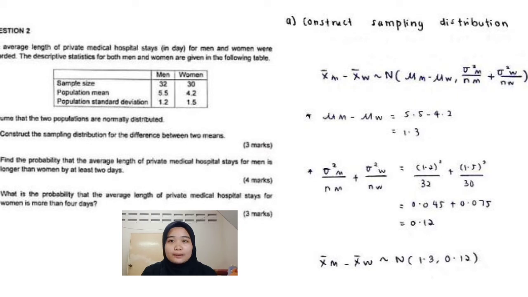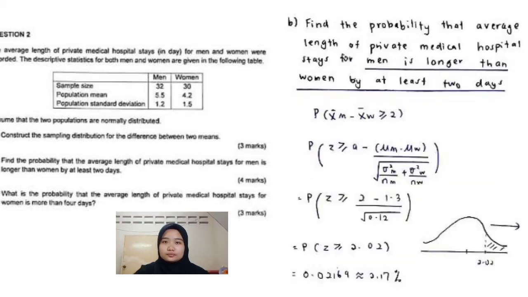The formula for the sampling distribution for two population mean difference is mean for men minus mean for women, and variance of men divided by sample size of men plus variance of women divided by sample size of women. The difference between mean men and women is 1.3. Meanwhile, the sum of variance divided by sample size for both populations is 0.12. So, we write back the numbers we get into the formula and we will get the answer for the sampling distribution.